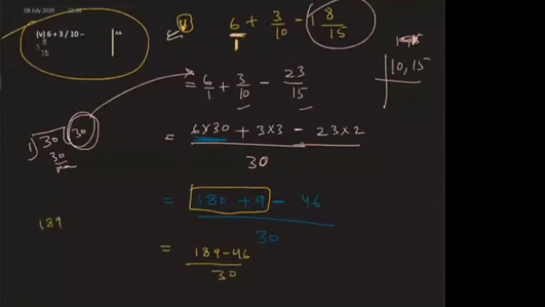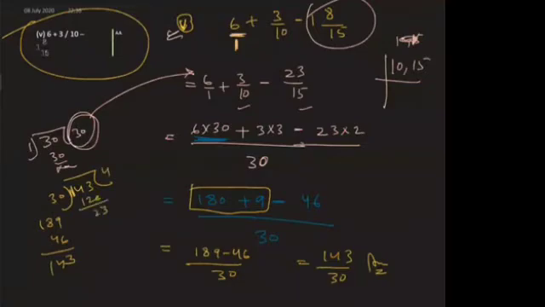So 189 minus 46 is what? 143 upon 30. This is your answer. You can change this into improper. So just reduce 143 by 30. You will get 3 4s are 120. So 4 whole, write 4 whole, 23 upon 30. This is the answer.